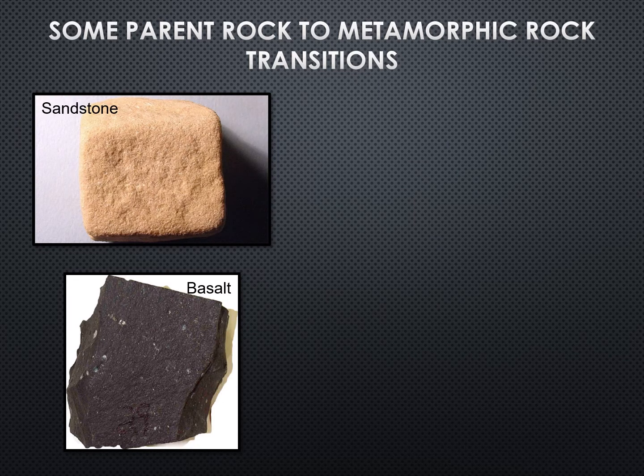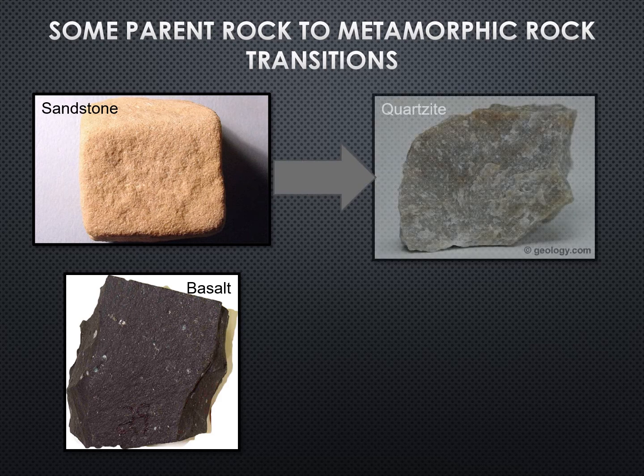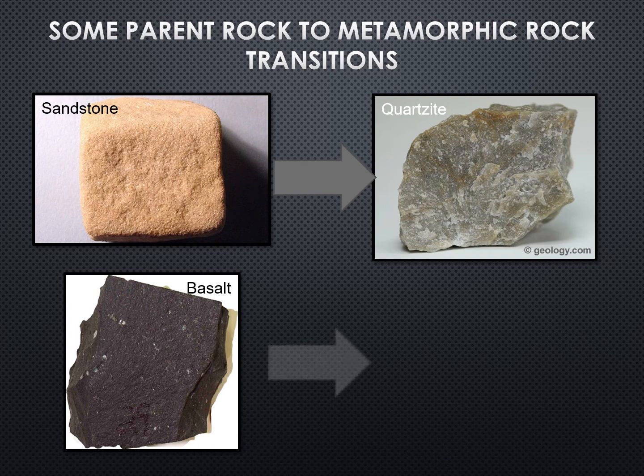Finally, on this slide, we've got some more examples of the transitions between parent rocks and common metamorphic rocks that we encounter in nature, and in particular here in California. So let's take a look at this. We've got sandstone, which metamorphoses to form quartzite, as we've seen. But then we have the rock basalt. Basalt, remember, is an extrusive igneous rock. It generally forms on the seafloor. And basalt is something very interesting. So it develops on the seafloor.